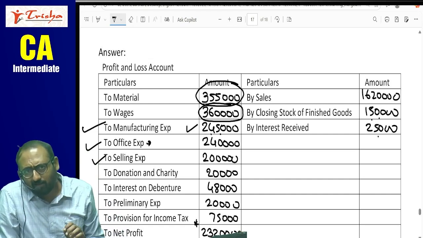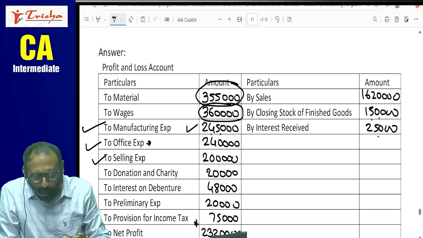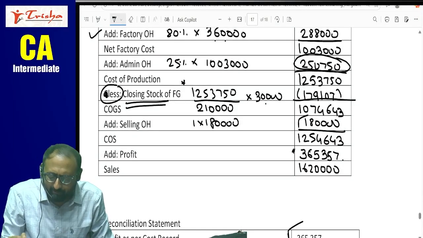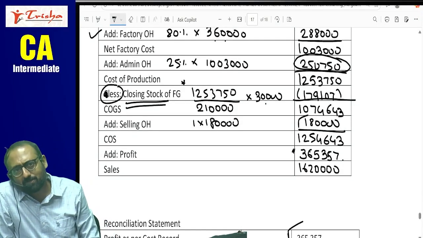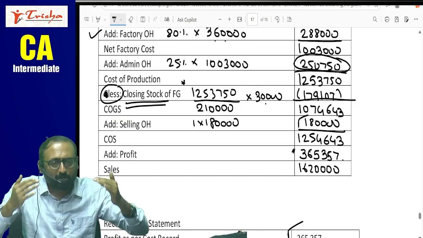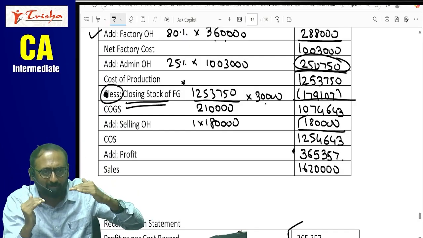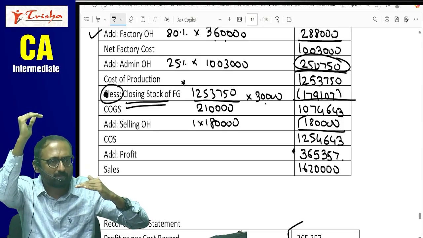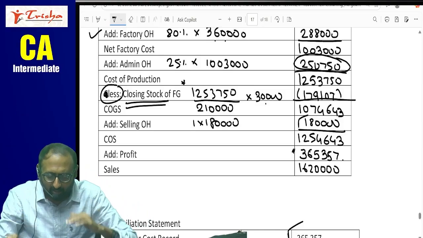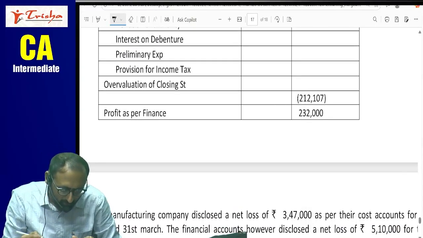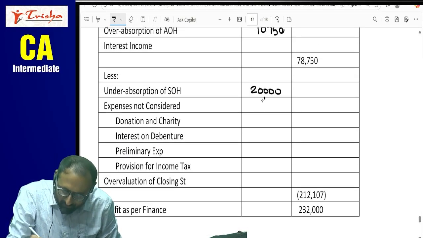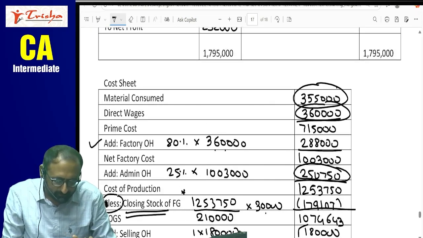Selling overhead incurred are 2 lakhs and selling overhead absorbed in cost sheet 1,80,000. Tell me, under absorption or over absorption? Under absorption. Less expenses taken in costing. If you take less expenses in costing, profit under costing will be higher. From costing, you are going into the finance. You'll have to deduct that. Difference is 20,000. So selling overhead under absorption 20,000 deducted.